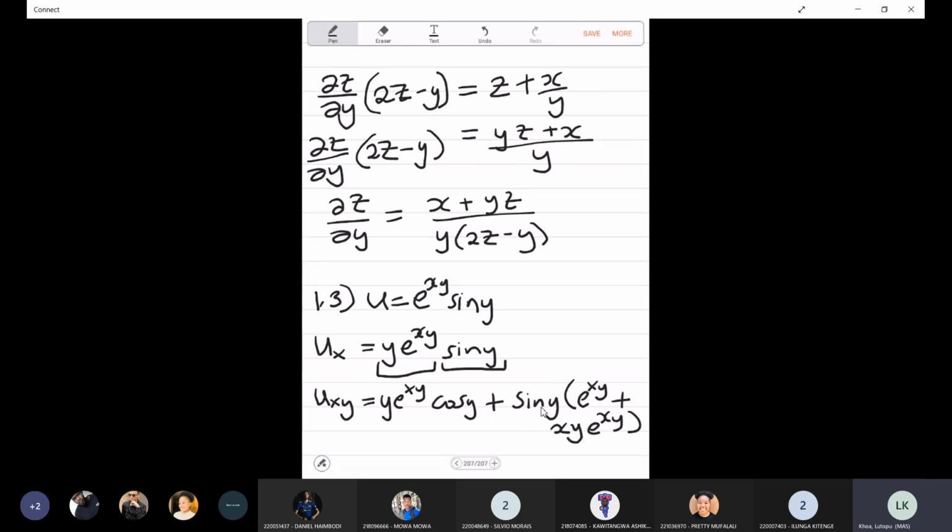And then you can multiply out your brackets, write out uxy. This is y e to the power of xy cos y plus e to the power of xy sine y.